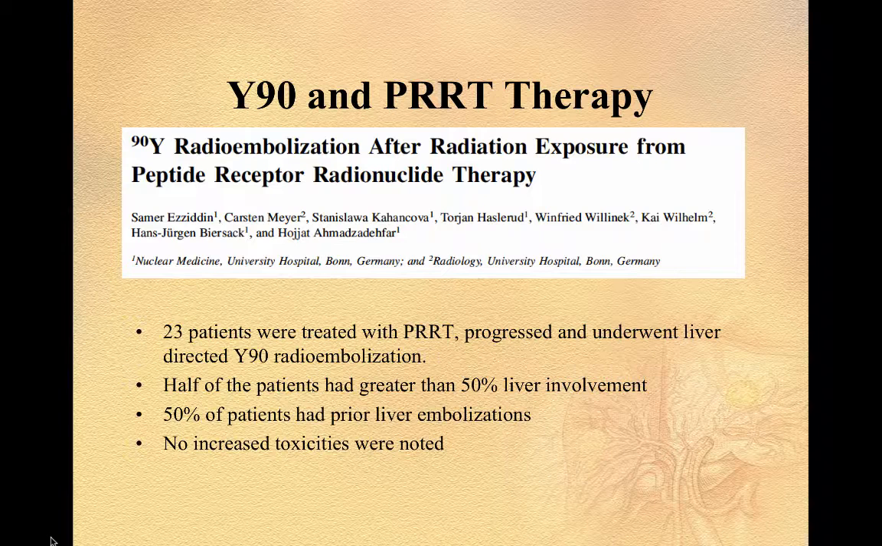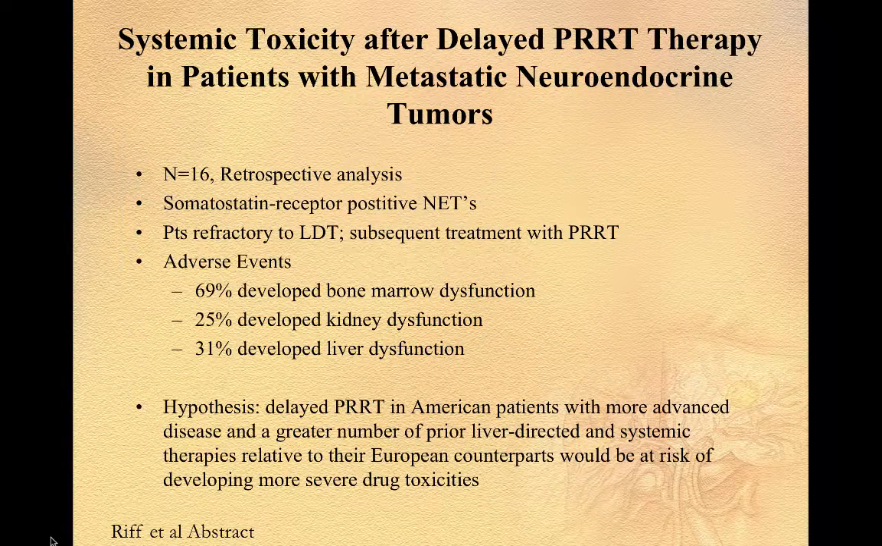This was a European population, which is a little bit different than the US. Next, please. So this is US data, which is a meta-analysis, a bunch of people pulling data together. And what it shows is they got treated with chemoembolization, and they got treated with PRRT and Y90.